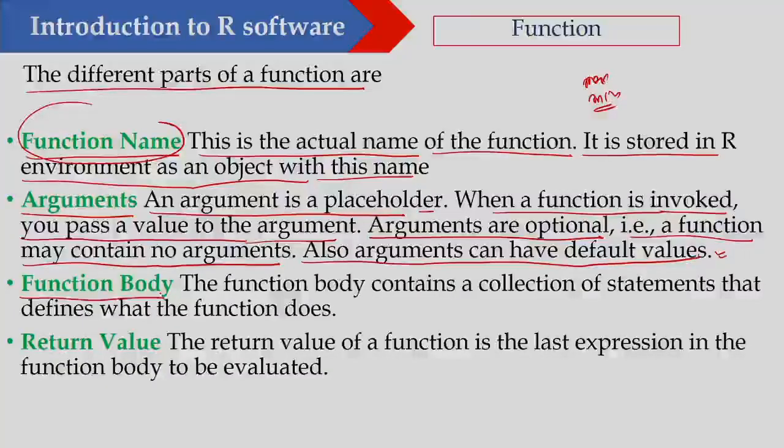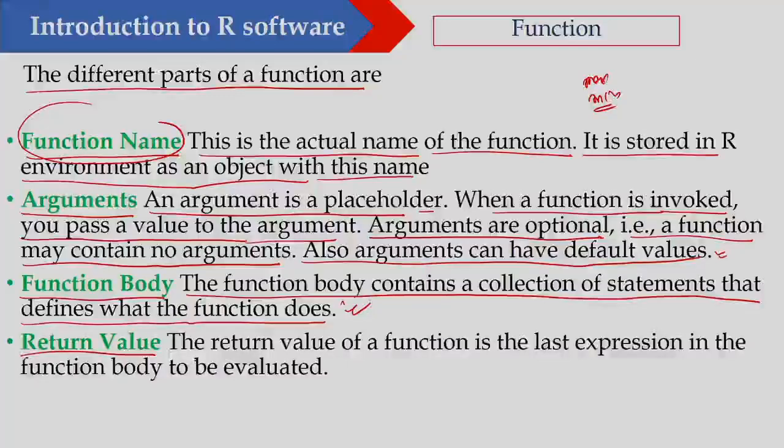Then the second part is the function body. The function body contains a collection of statements that defines what the function does. As per our need, I can define this. Whatever the objective of this particular function, I can define the statements here. The return value of a function is the last expression in the function body to be evaluated, so it will return the last expression value.